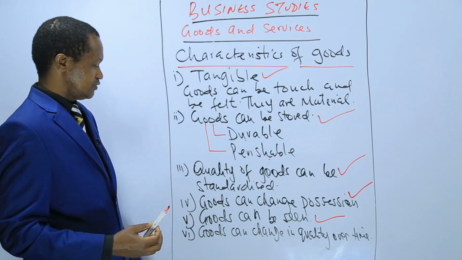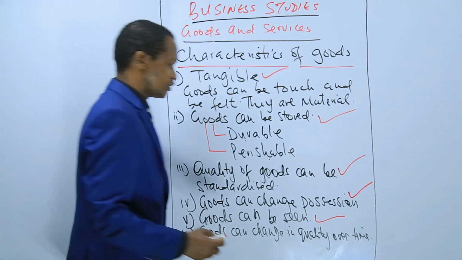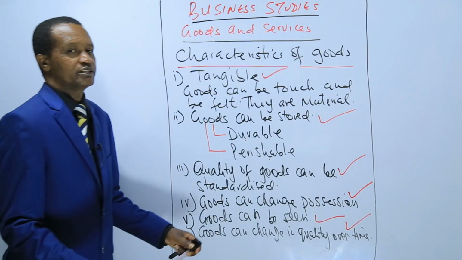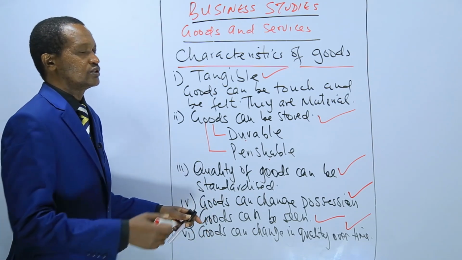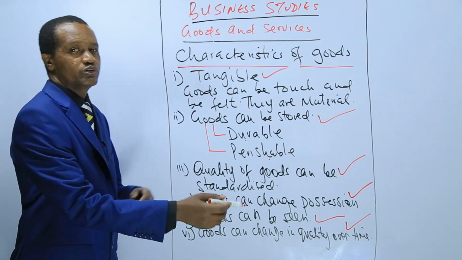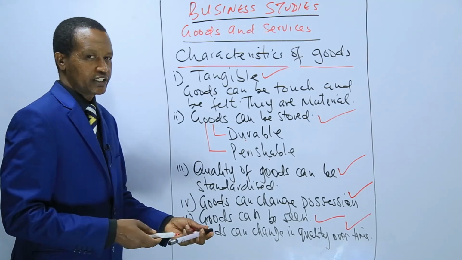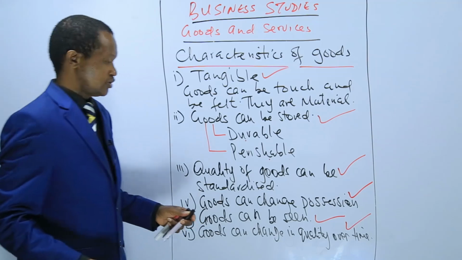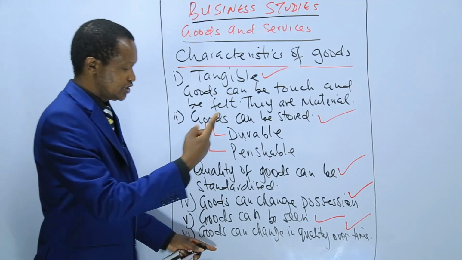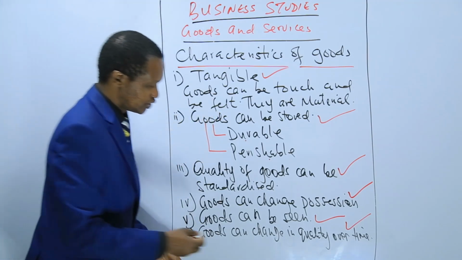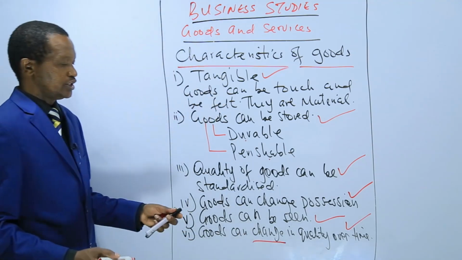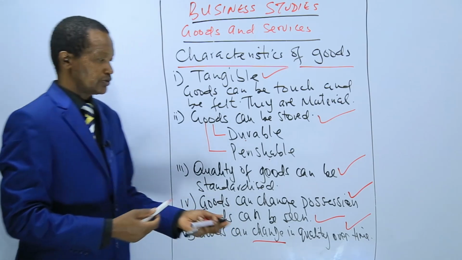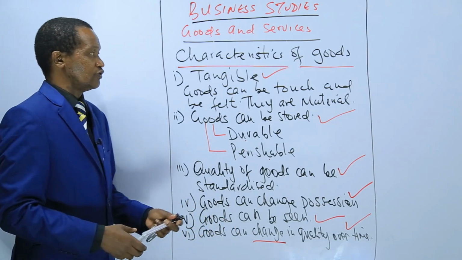Then lastly, we've said that goods can change in quality over time. There are some goods such as furniture, motor vehicles, clothes. They lose value over time. Other goods such as land may increase in value over time. Whether they are increasing or decreasing in value, that is what you are calling change. It can either be change as an increase or change as a decrease. So these are the features of goods.